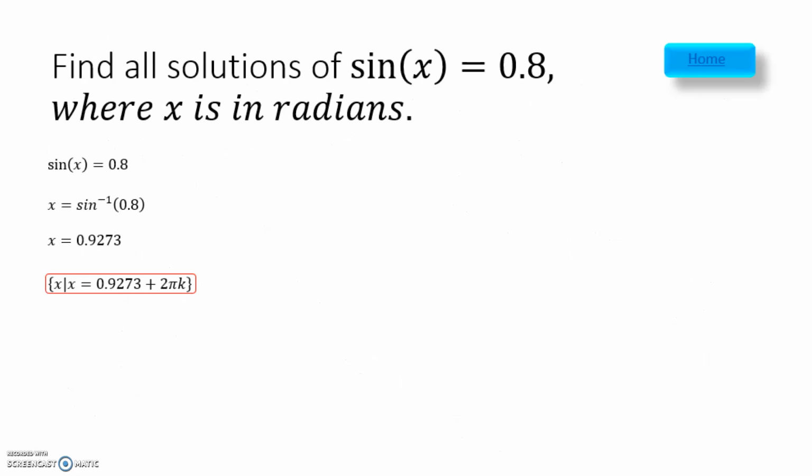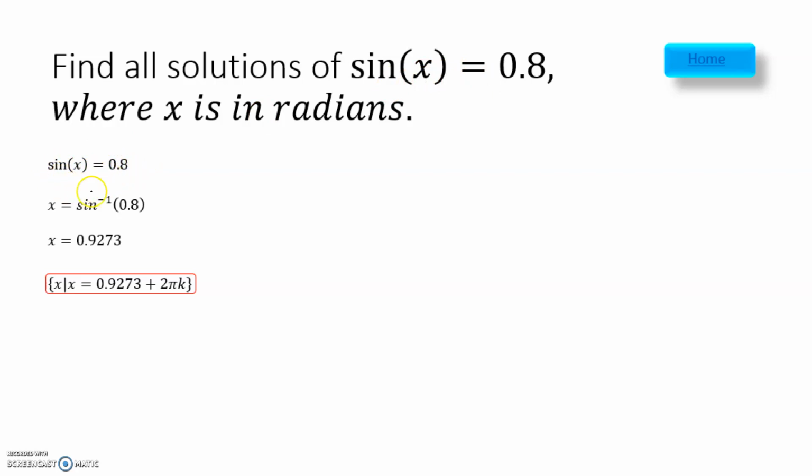Okay, now let's look at radians, and I actually need to add a little bit more to this right here. We're going to find all solutions for sine of x is equal to 0.8, where x is now in radians and not degrees. So this one's just a little bit different. We're going to set it up like we have it here. Sine of x is equal to 0.8.